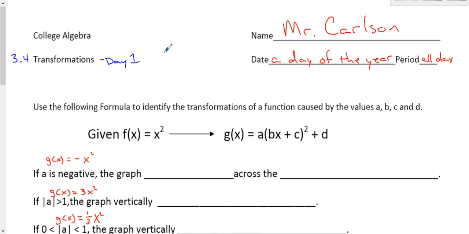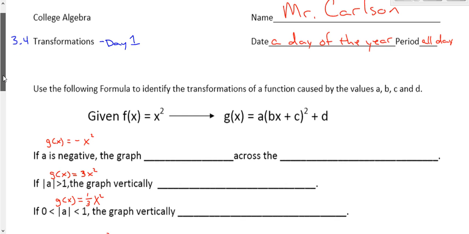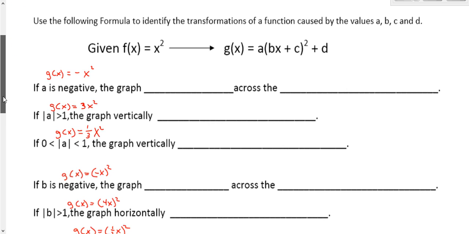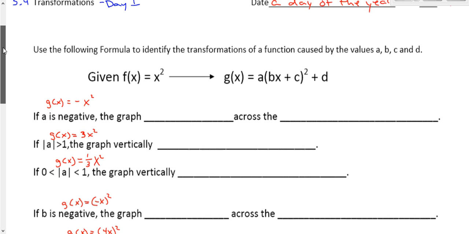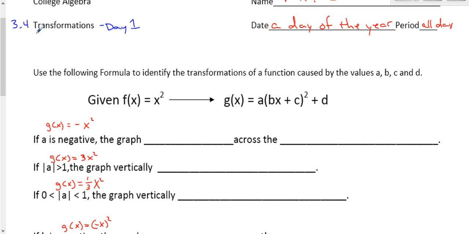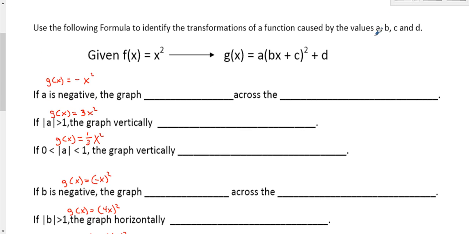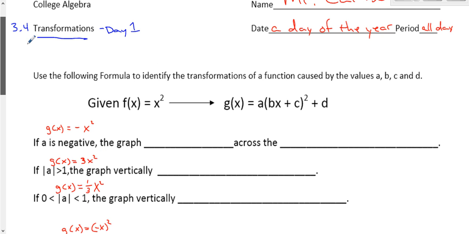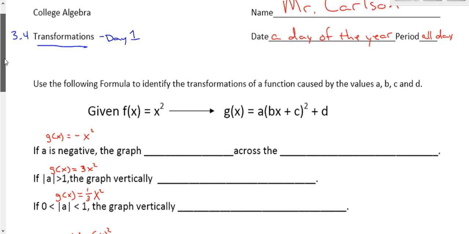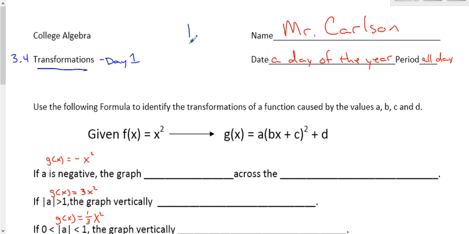Here we have chapter 3.4, transformations, day 1. I made up this function formula to try to help us understand the different parts of a function and how they cause transformations of the graph. What we mean by transformations of a graph is, if we have a coordinate plane, I'm just going to draw a coordinate plane here.